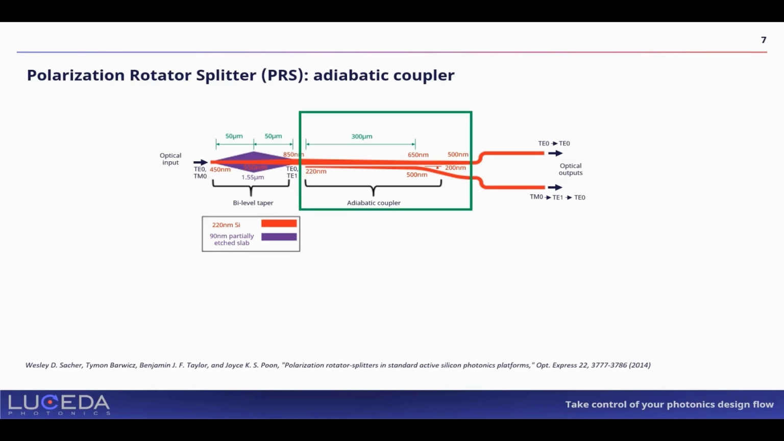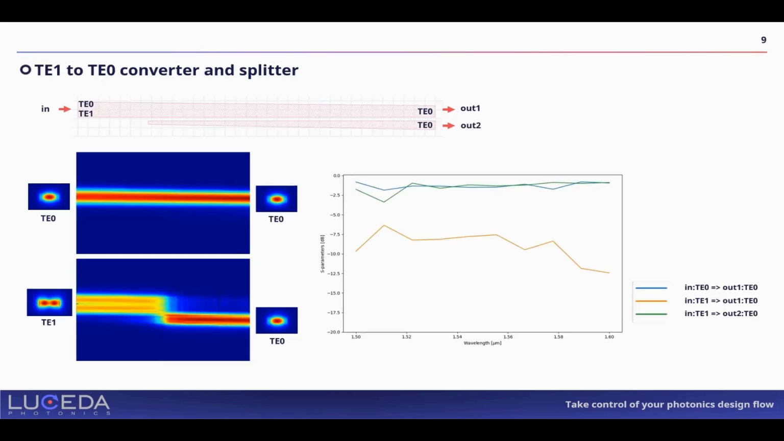The adiabatic coupler has the geometry of an asymmetric directional coupler. In this coupler, a TE1 to TE0 mode conversion occurs. Both outputs of the coupler end up with a TE0 mode.